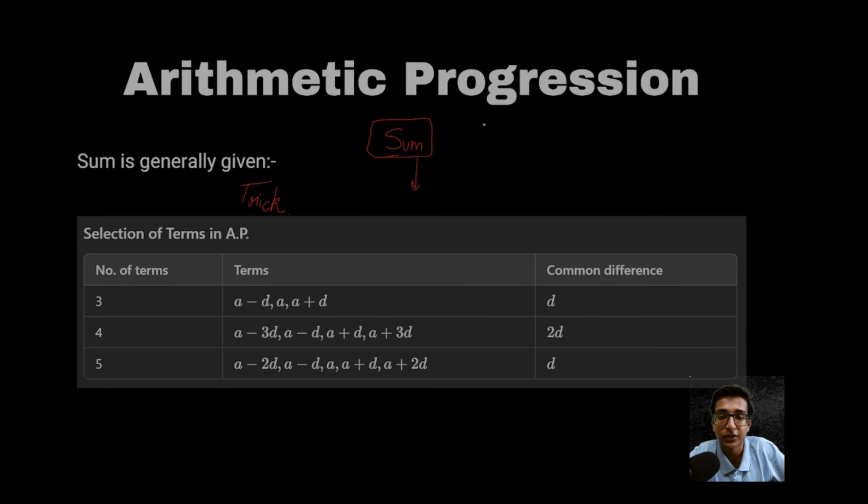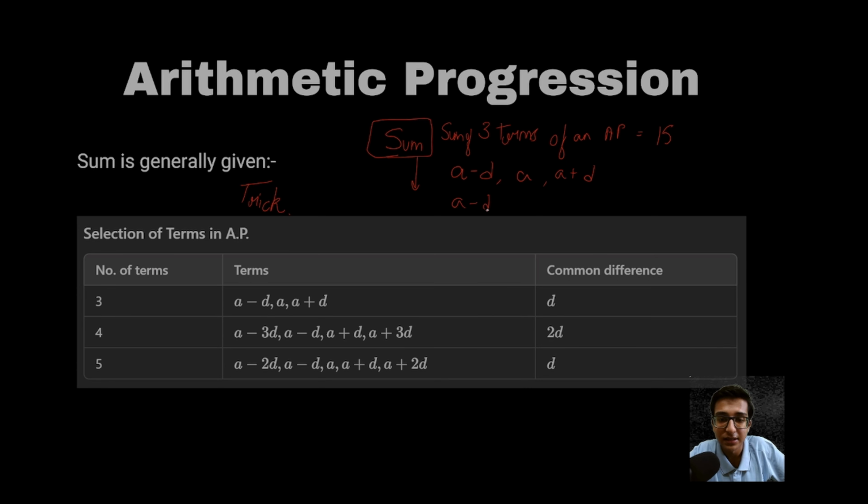the sum of 3 terms of an AP is 15. Sum of 3 terms of an AP is 15. Find out what is the first term. So if we assume A minus D to be the first term, A to be the second term, and A plus D to be the third term, our calculations would become much easier.